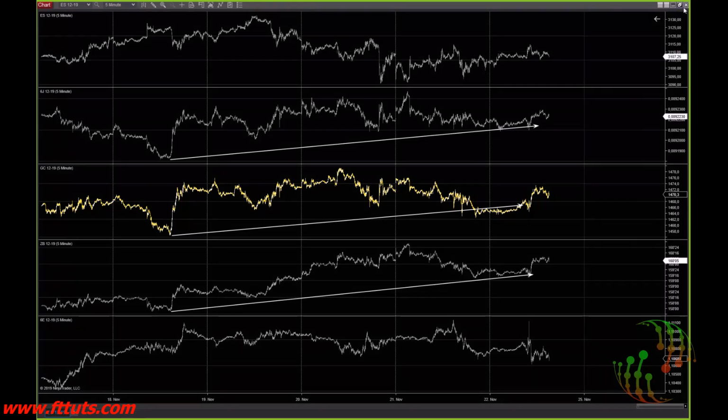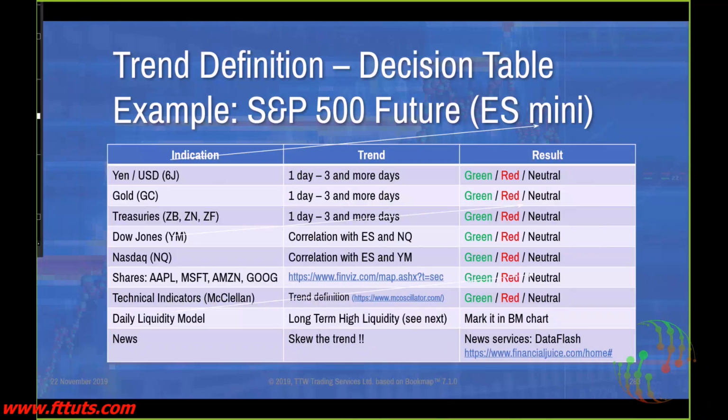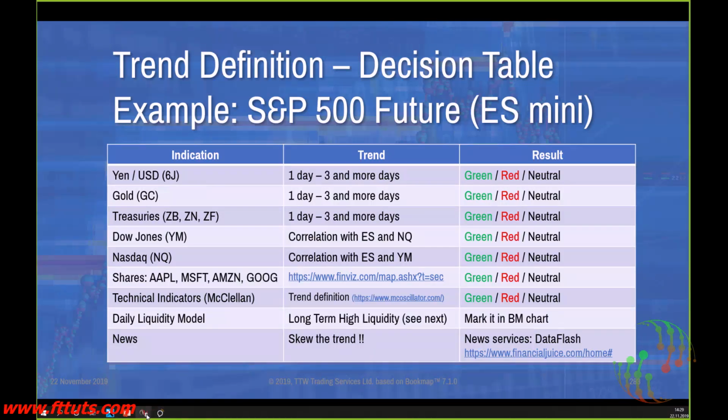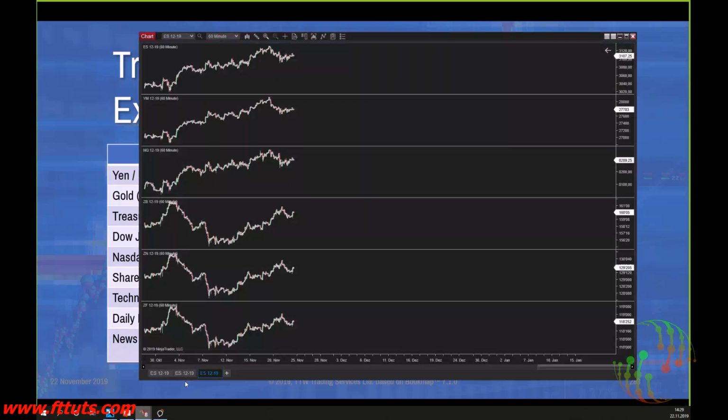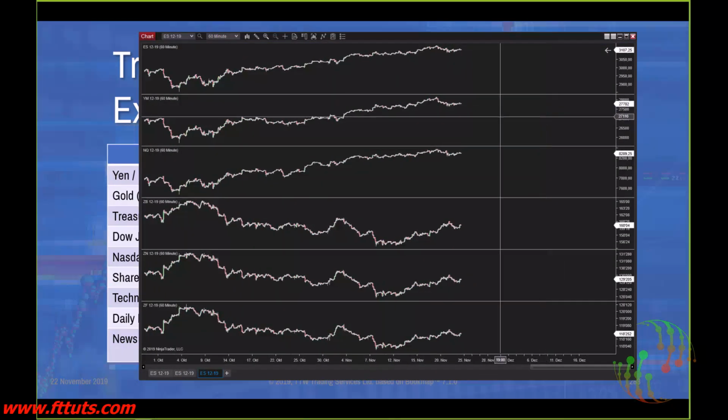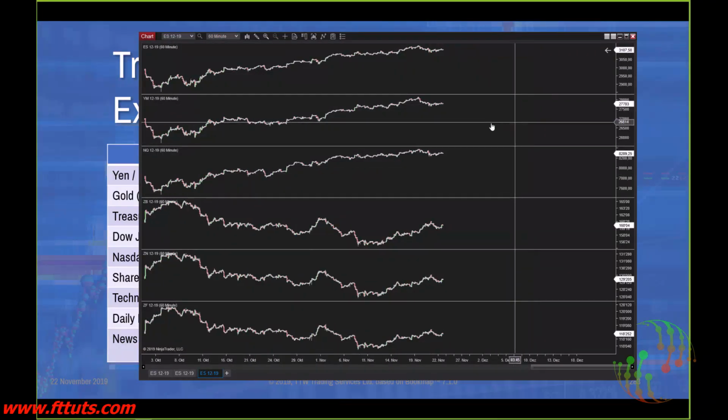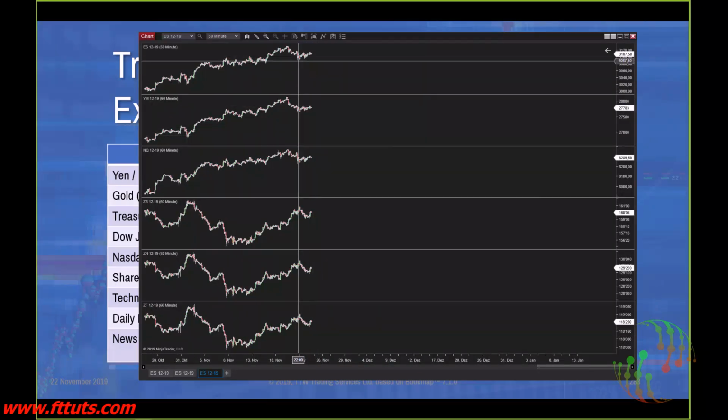So that's our first estimate: treasuries, Dow Jones, Nasdaq. Let's see, what is the Nasdaq doing? This ES, YM and NQ are in sync so far, as you can see. There are no divergences. Sometimes YM is not following the NQ and ES. And on the other side, we have soaring treasuries here.